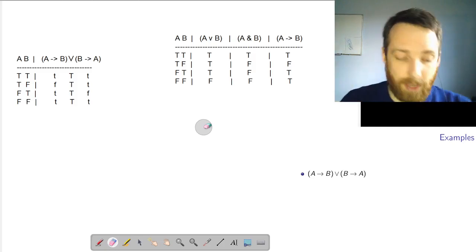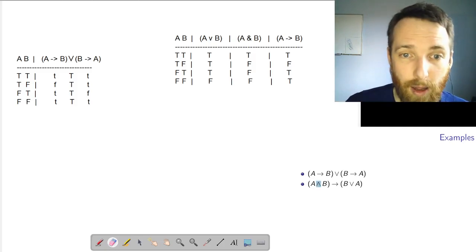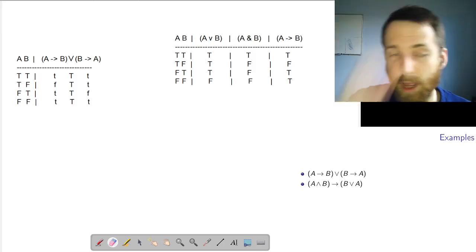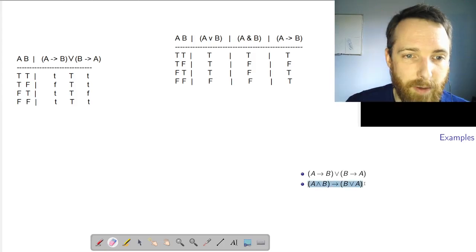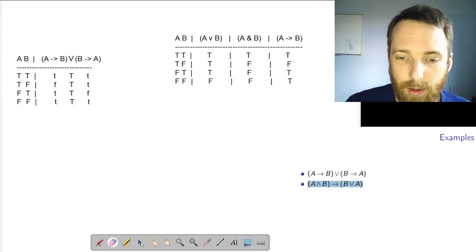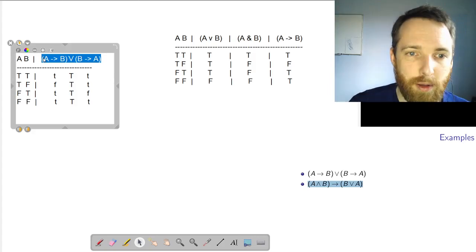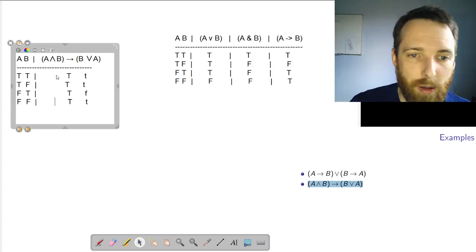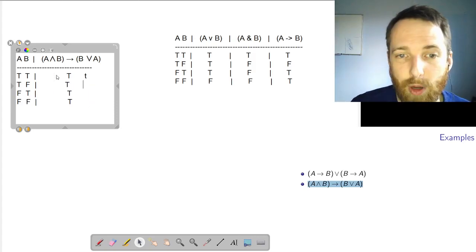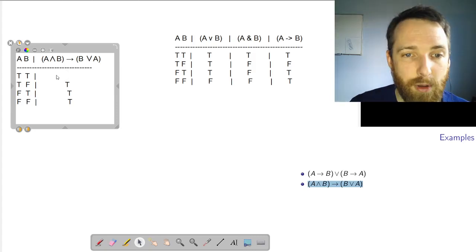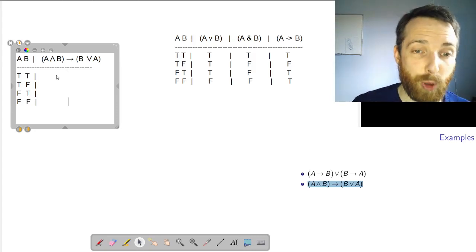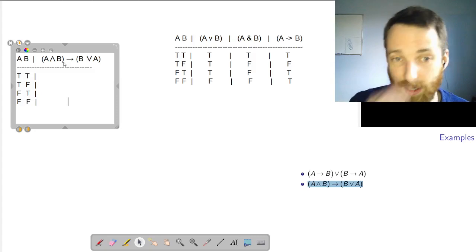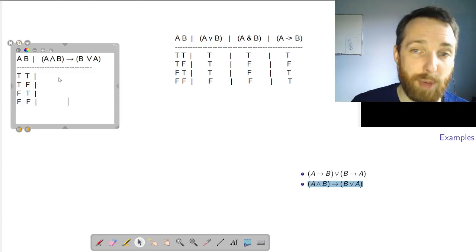Okay, that's that. Let's do another example. Suppose we have this, A and B, arrow B or A. I'm going to copy paste that. A and B, arrow B or A. So again, we're going to have two columns of rough work and one column giving our main answer. Again, we have 4 rows because we just have the 2 atomic sentences, so 2 to the power of 2 is 4.